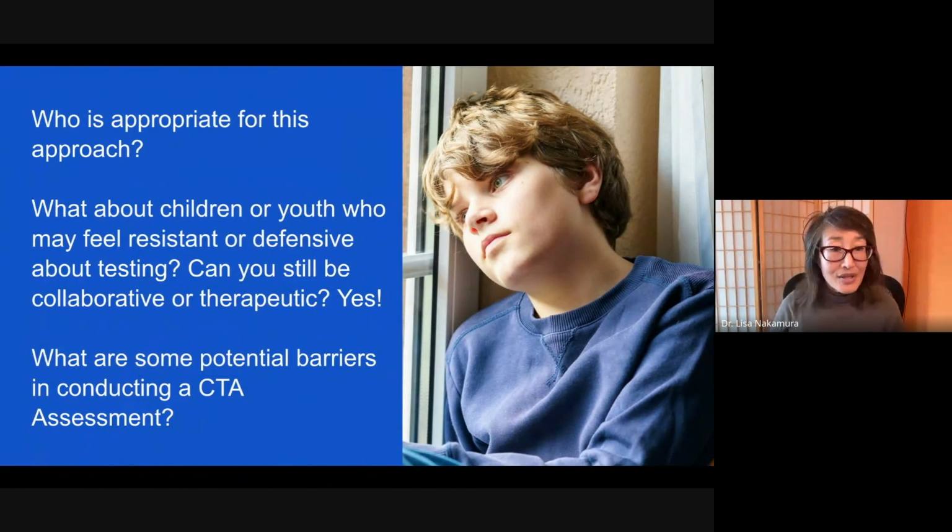Okay, what are some potential barriers in a collaborative therapeutic assessment? I'll say that it is harder to have this model if the sessions are really infrequent and spread out over a long period of time. It's just hard to feel like I could really develop a relationship with the person. It feels like we might be starting almost from scratch each time. So I just want to say that it can be harder.